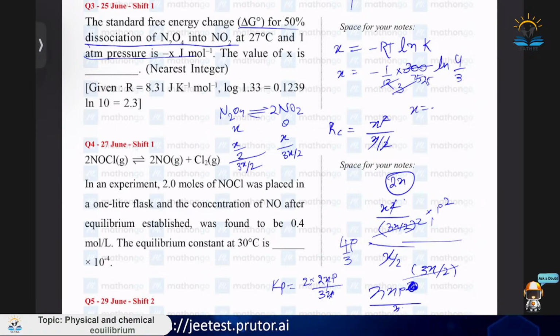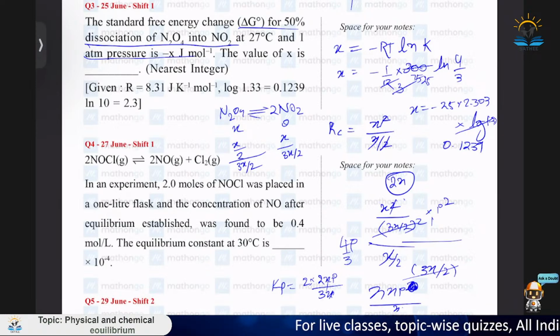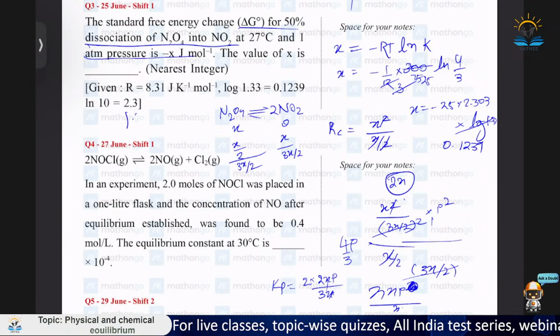So X is equal to minus 25 into 2.303 into log 1.33. Log 1.33 has been given as 0.1239. And if we multiply all of it, 25 into 2.303 into 0.1239, we get 1.42.